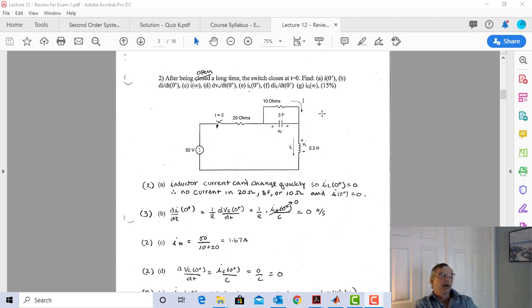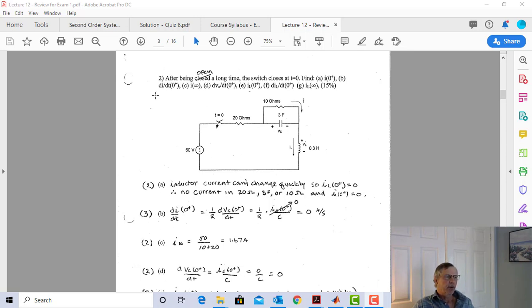So another way to look at this part of the problem, which is a little easier for me, is what were we asked for? We were asked for I at 0 plus. Well, I know that the voltage across the capacitor at 0 minus was 0. I can't change it at 0 plus, so I got no voltage across here. That means I got no current. So the answer is 0 amps right here.